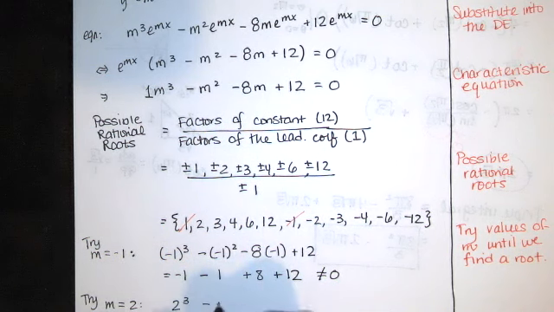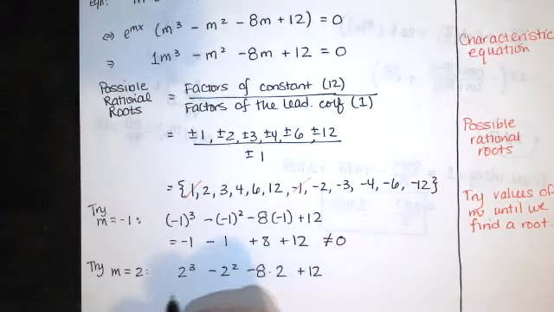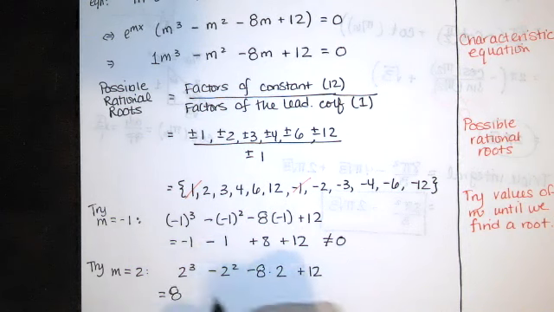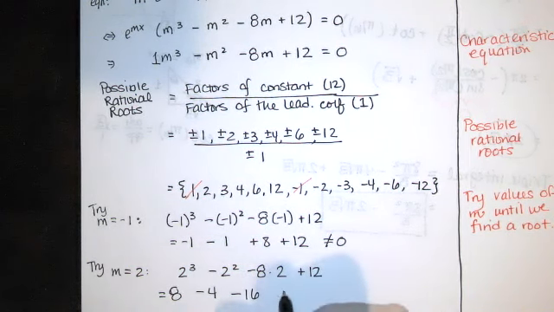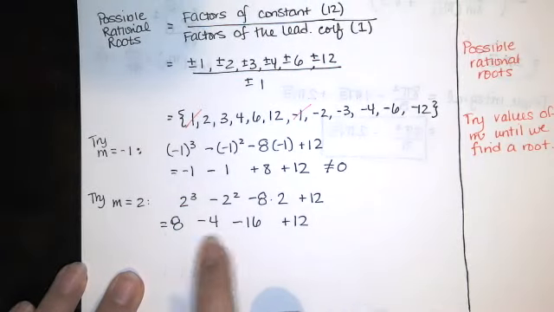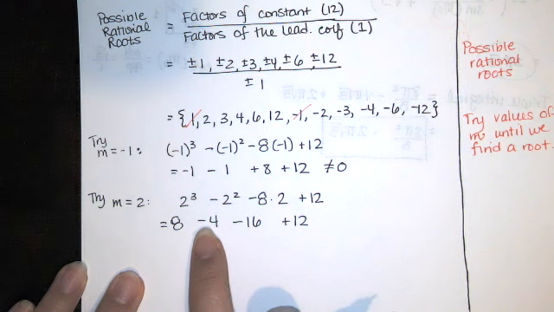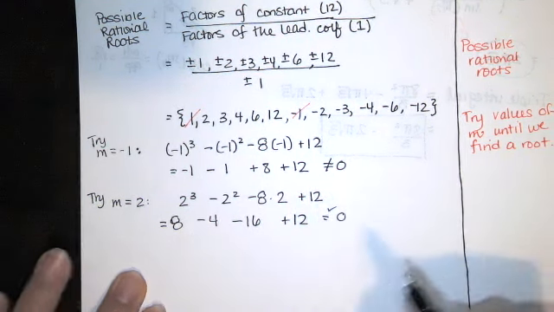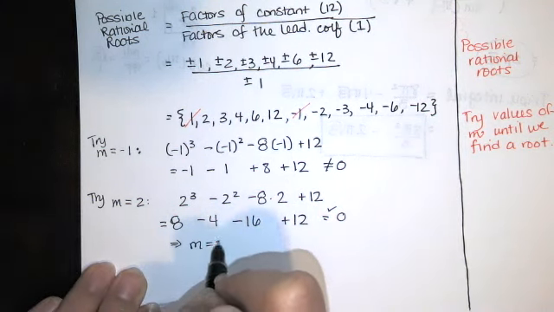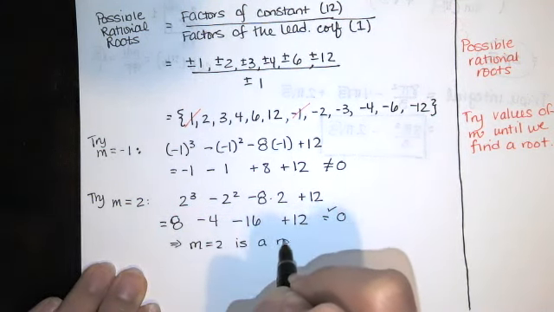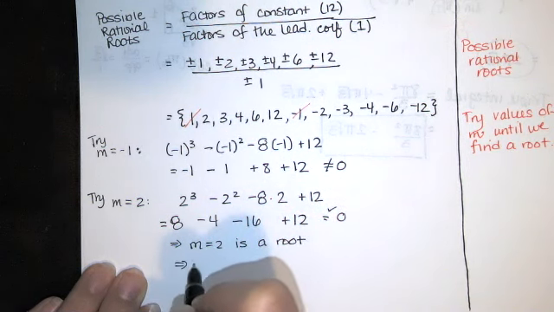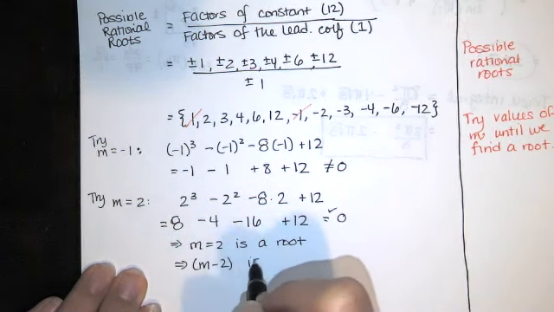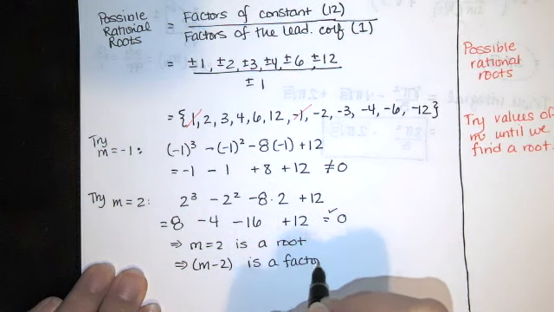So I've got 2 cubed minus 2 squared minus 8 times 2 plus 12. So that's 8 minus 4 minus 16 plus 12. Yeah, I think that's going to work. 8 and 12 is 20, and negative 4 minus 16 is negative 20. So I have 20 minus 20, which is 0. So m equals 2 is a root of the polynomial, or a 0 of the polynomial. And that means that m minus 2 is a factor of the polynomial.